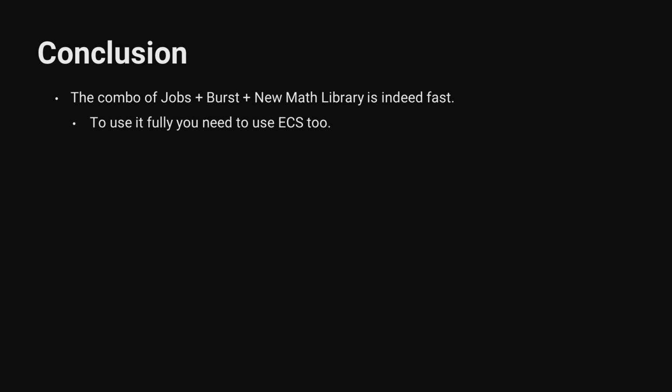So as a conclusion, this is a combo: Jobs, Burst, and the new math library. When you use the three of them, your code will run really fast. And you will also need another piece of this puzzle, the Entity Component System. Most likely you will need to use ECS in your project to be able to use those other technologies in a practical way. So everything goes together.